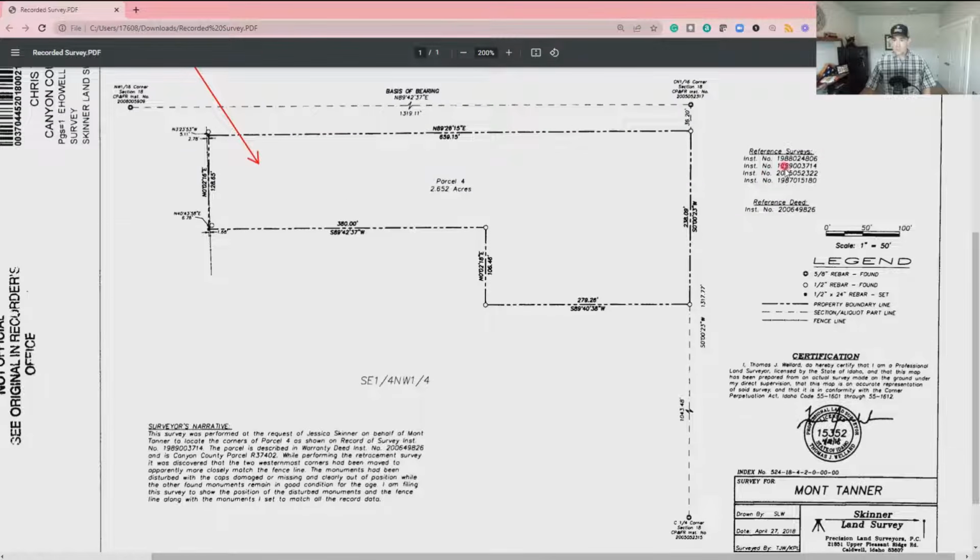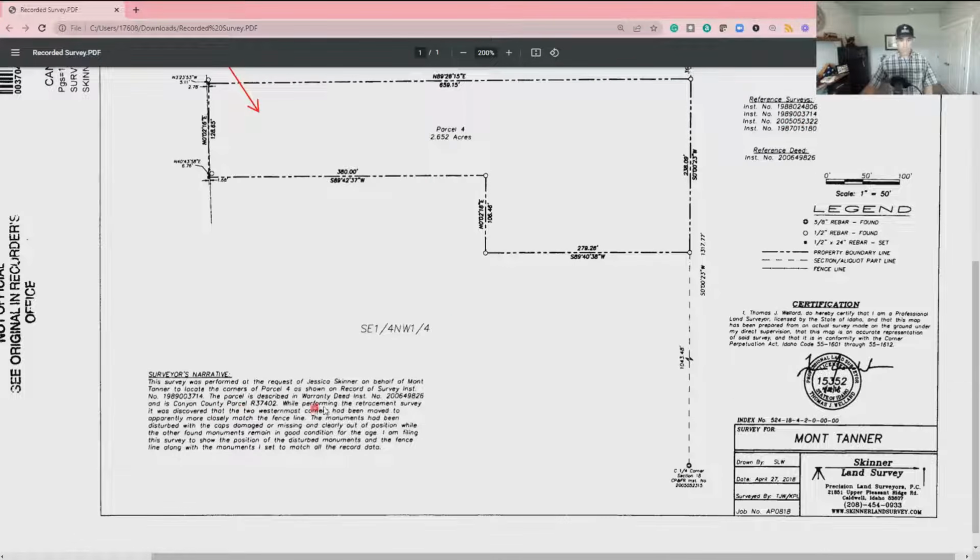198-900-3714. You can see that here. That is referenced back. And let me see right over here. Here it is. It's on the second line, 198-003714. That's a previous survey, that record of survey that was recorded. Okay, so that's what they're referencing.